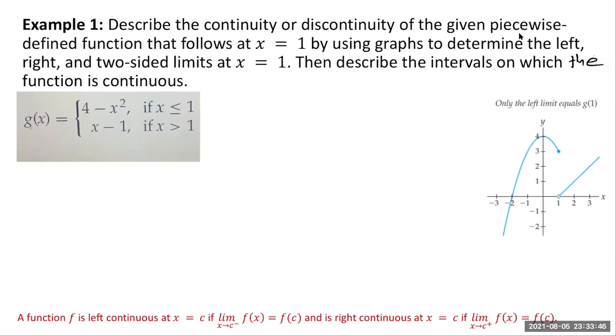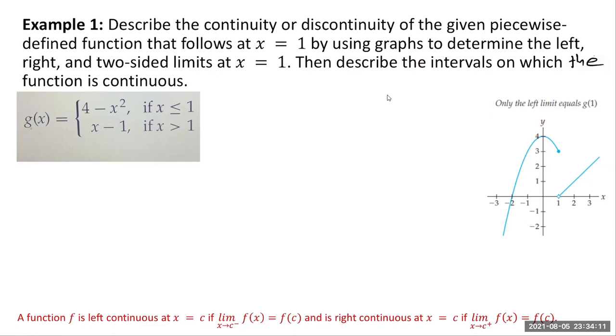Next, let's look at this example. Describe the continuity or discontinuity of the given piecewise function that follows at x equal to 1 by using graphs to determine the left, right, and two-sided limits at x equal to 1. Then describe the intervals on which the function is continuous. Okay, let's work on this one.